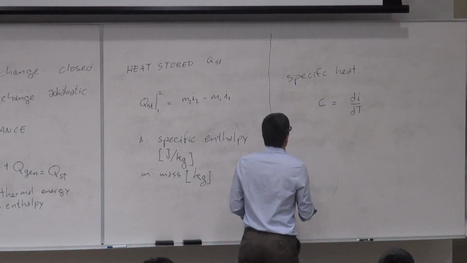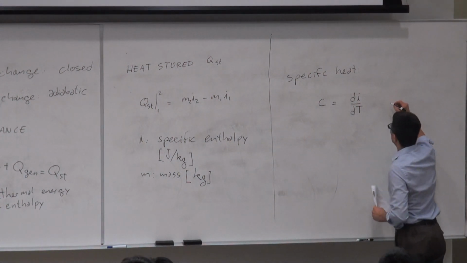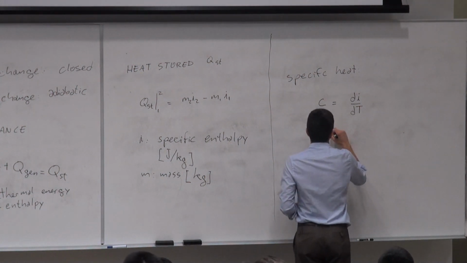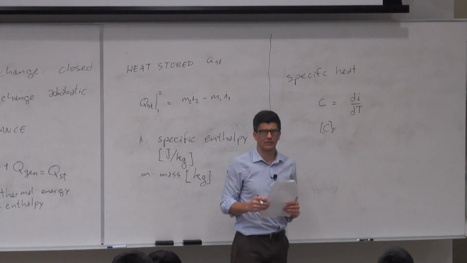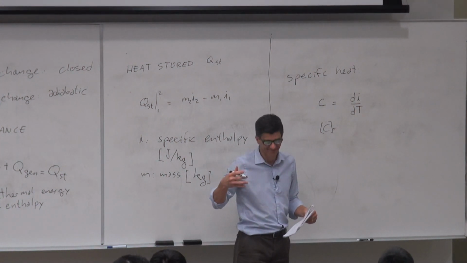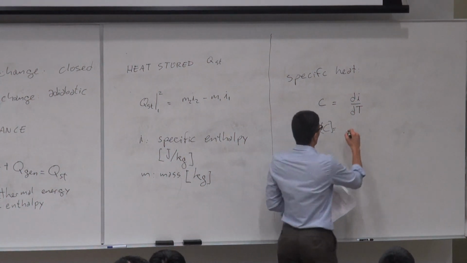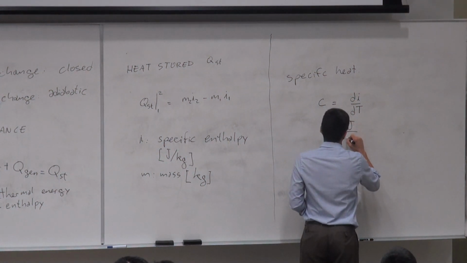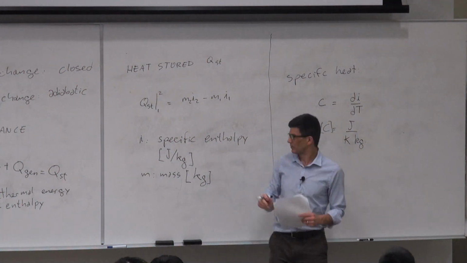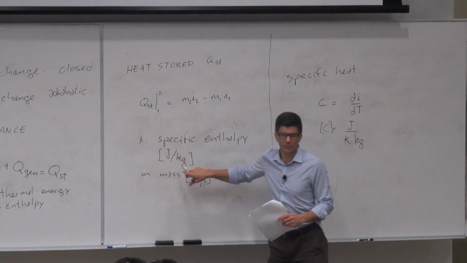Right? What would be the units of C? What would be the units? Joules per degree and kilogram, mass, right? Because enthalpy was already per unit mass.